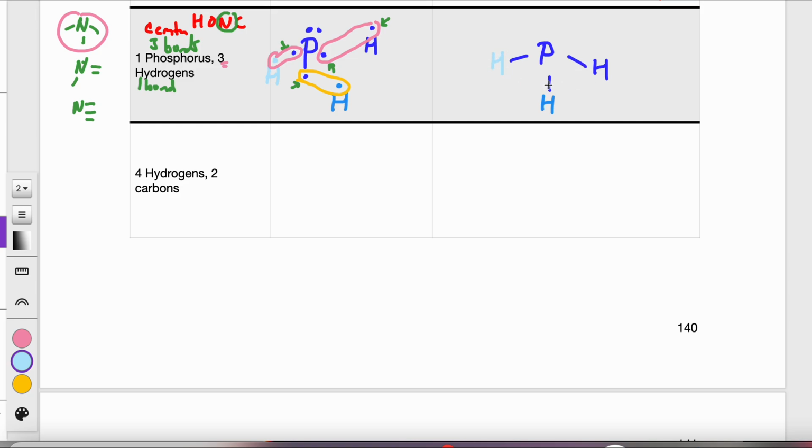So each of these dashed lines represent the pairing up of unpaired electrons, 1 from hydrogen, 1 from phosphorus. But notice, phosphorus keeps that electron pair to itself, so we have to put that on top of the phosphorus. And when phosphorus or another group 15 uses this bonding pattern, this is what we refer to as pyramidal. So a pyramidal shape is created.